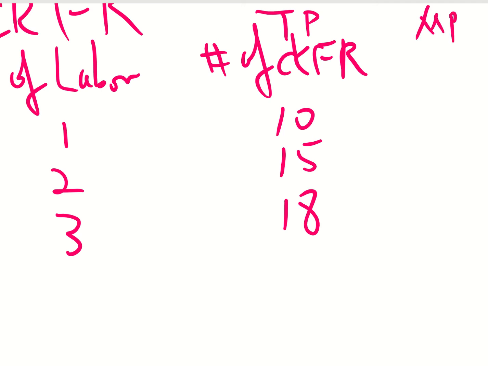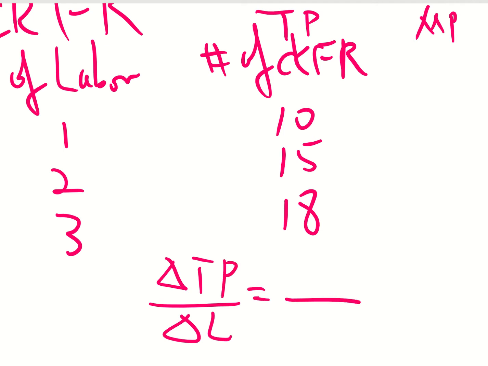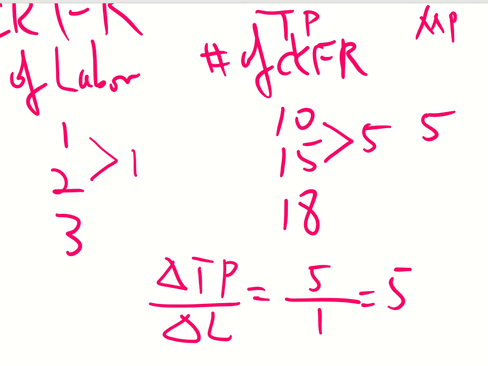The marginal product is the change in total production. So the triangle stands for change. So change in total production divided by change in labor. Now, in this case, it's pretty easy, because my change in labor between every level is just 1. So if I go from 1 to 2, the change in labor is 1. My change in number of chicken fried rice is 5. So 5 over 1, that is just 5. Okay, so 5 is my first marginal product.